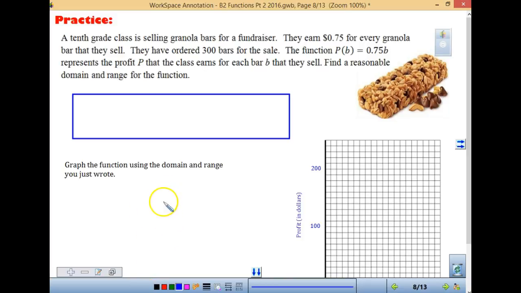In your homework tonight, you're going to have quite a few situations, and that's on the last page of the worksheet in your workbook that you're going to be looking at. And here it says a 10th grade class is selling granola bars for a fundraiser.